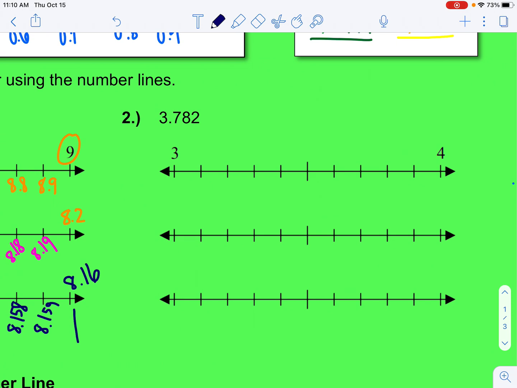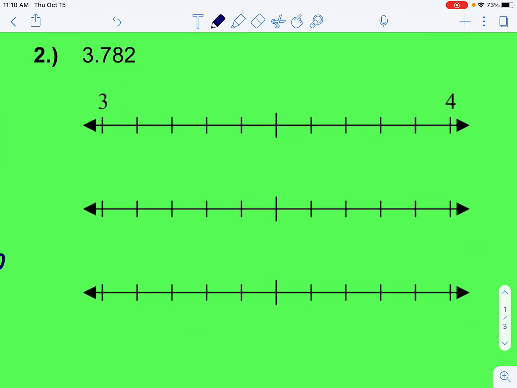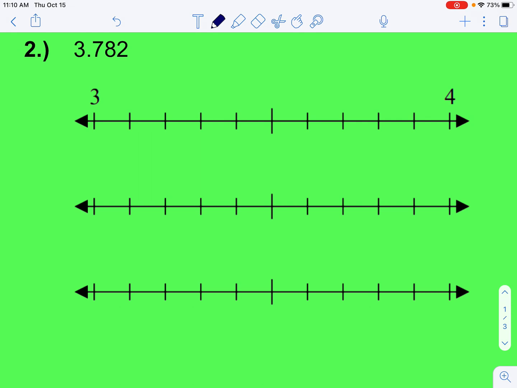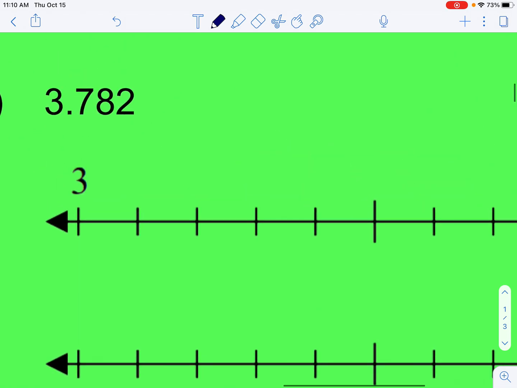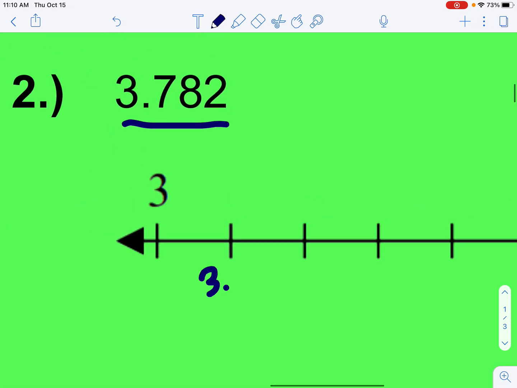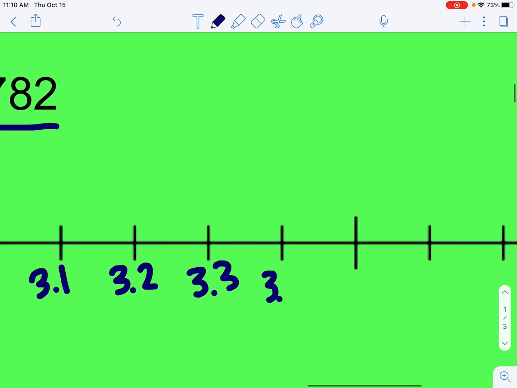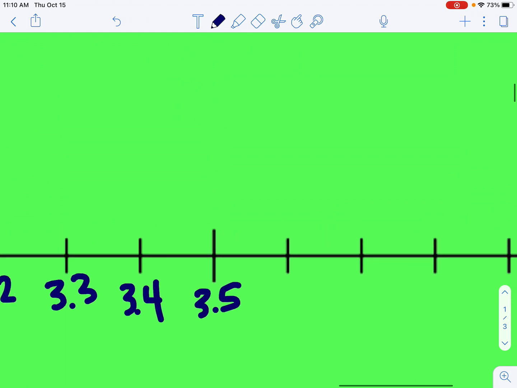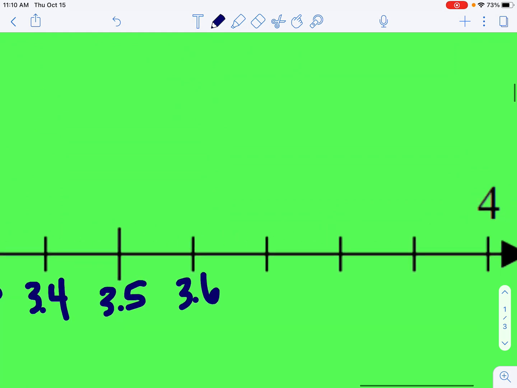Alright, let's look at the second one. We're going to do the exact same thing as we did before. Okay, if you want to try doing it yourself, you can pause the video, and then you can play the video and see if you got it right. Alright, so I look at 3 and 782 thousandths. So I'm going to split my 3 and 4 number line into tenths. So I have 3 and 1 tenth, 3 and 2 tenths, 3 and 3 tenths, 3 and 4 tenths, and so on, all the way to 4.